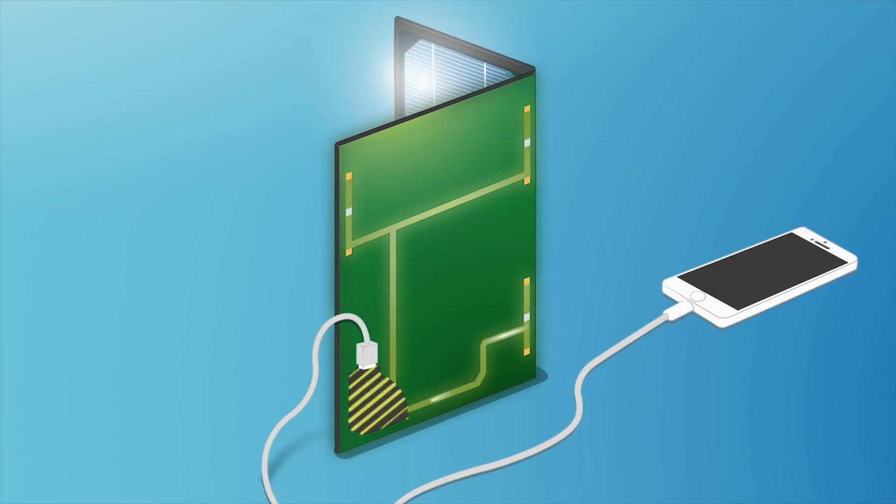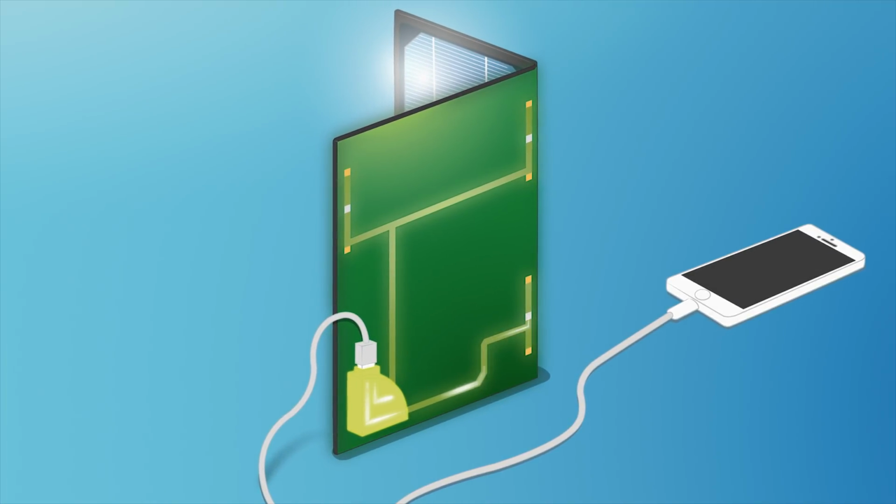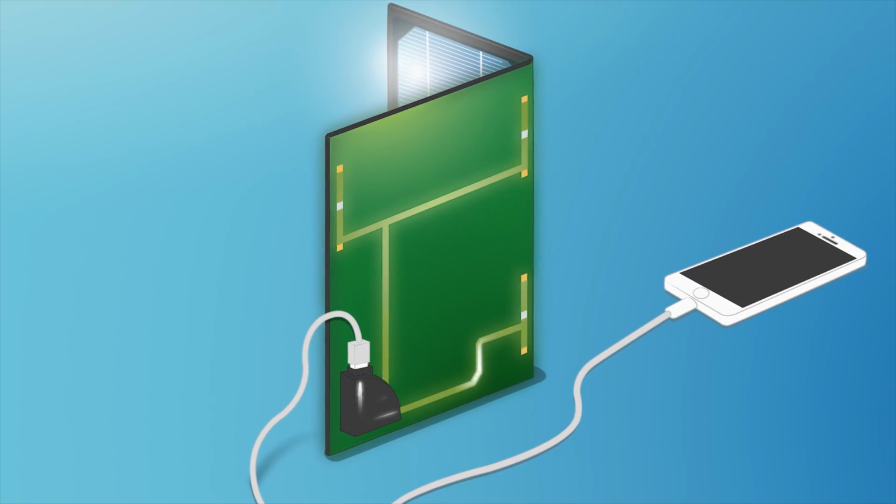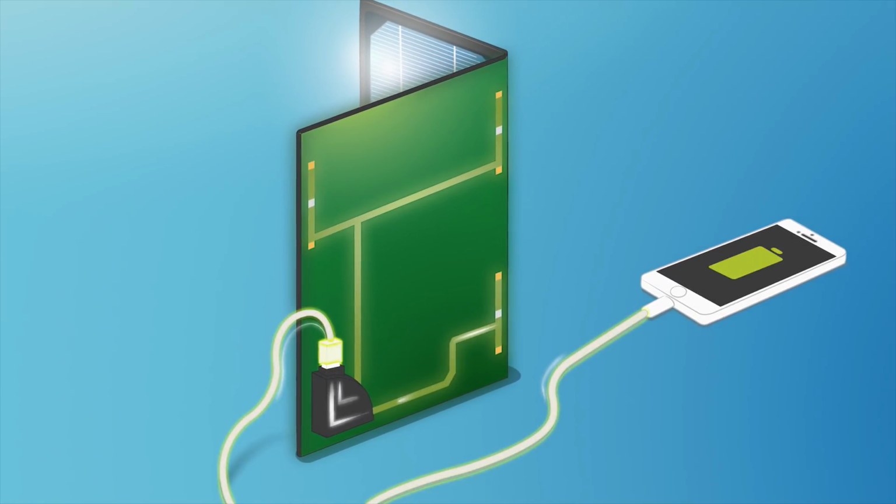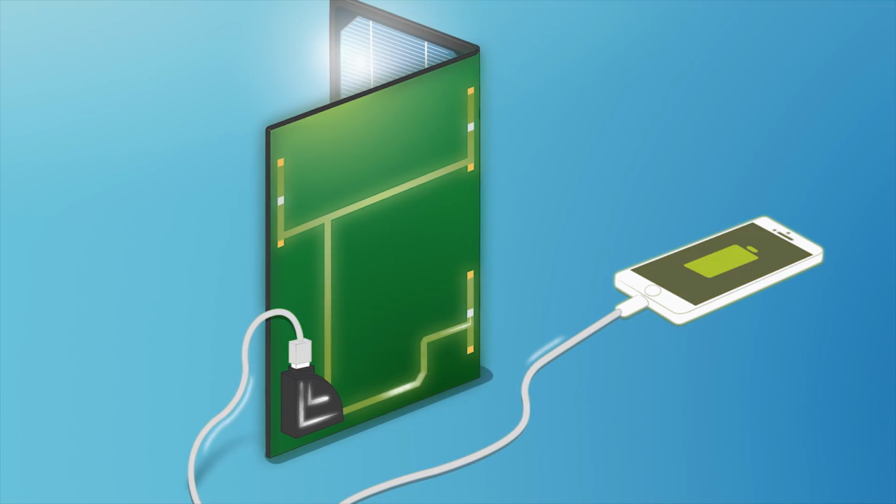Placing a device in the middle of the electron water slide allows you to collect and store energy. Then, all you have to do is plug your device in, and bam, you're charging from harnessed sun power.